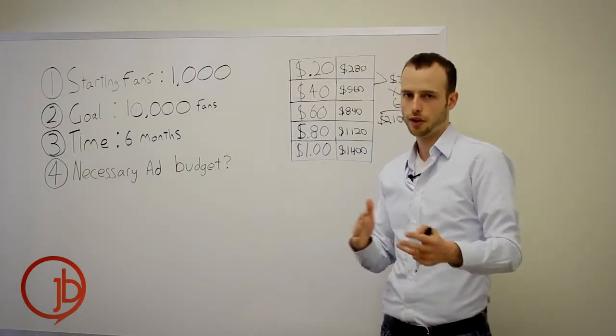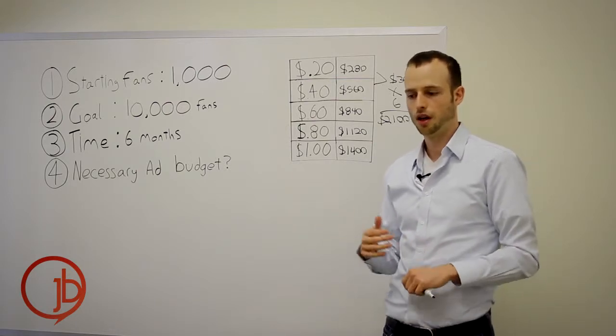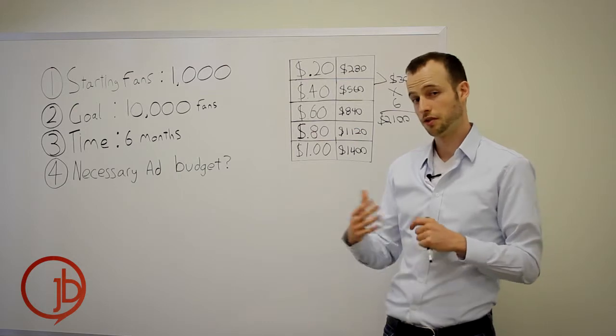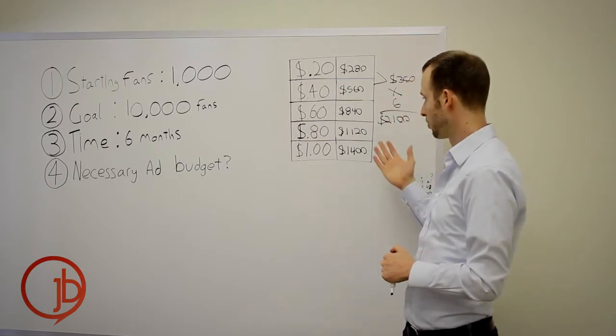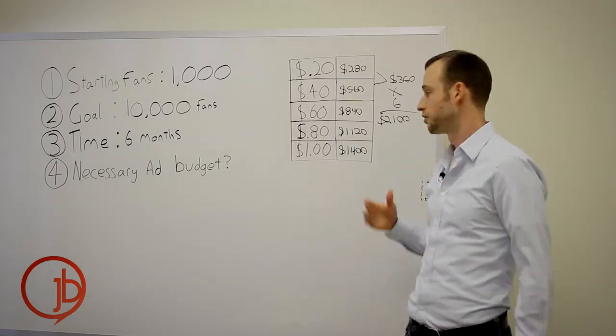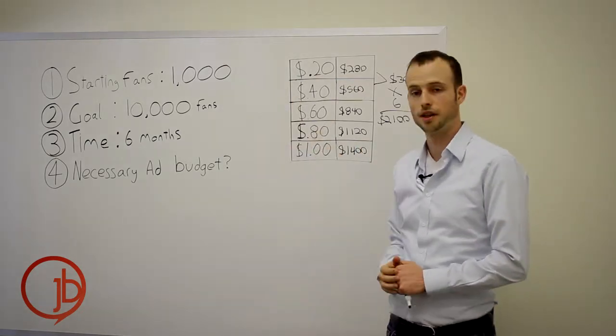Now, typically we will get a fluctuation depending on the audience, depending on the quality of the advertising and what exactly we're doing to get these fans. But this is a basic example to show a scenario where it might take around $2,000 to go from 1,000 to 10,000 fans.